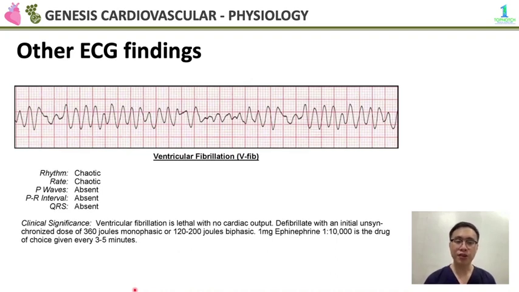Okay, kaya patients with VFib, no, we need to defibrillate. Okay, and how do we defibrillate? You give it at 360 joules monophasic or 200 joules if it's biphasic. Okay, so basically code to, no, pag nakakita tayo ng ganitong patient.